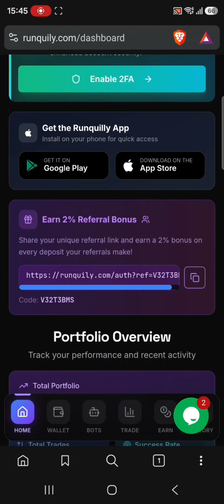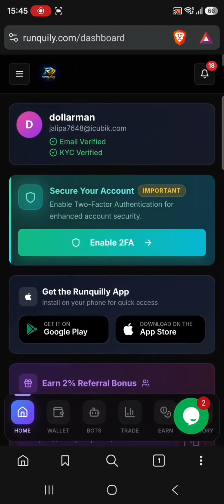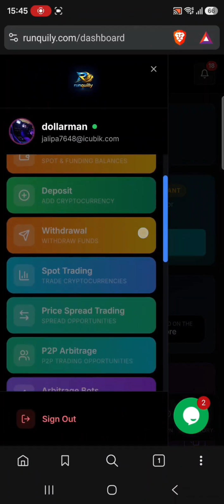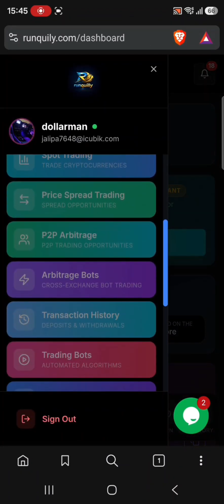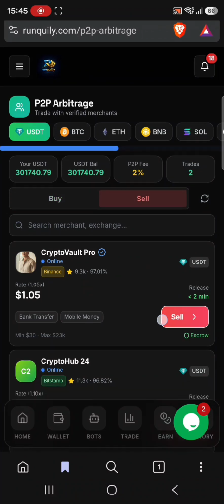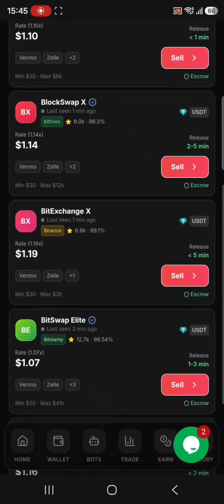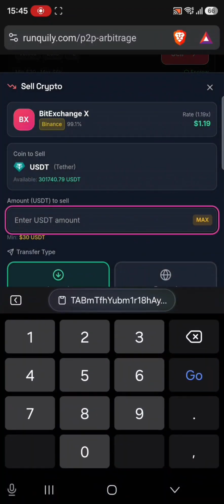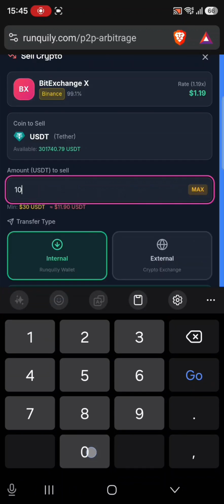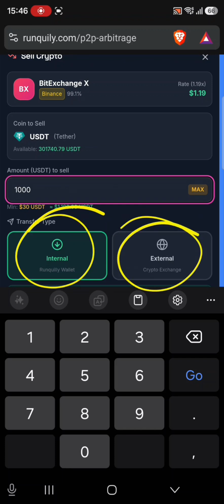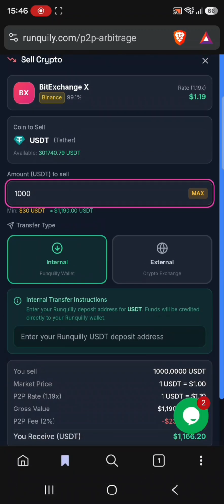Let's continue with our arbitrage trading. I want to be very fast. I'll just click on the three dashes, then click on P2P arbitrage, and I'll be selling USDT, but you can do it with other cryptocurrencies. I'll be trading with 1,000 USDT and receiving in an internal wallet. Later I'll do a video receiving in an external wallet.